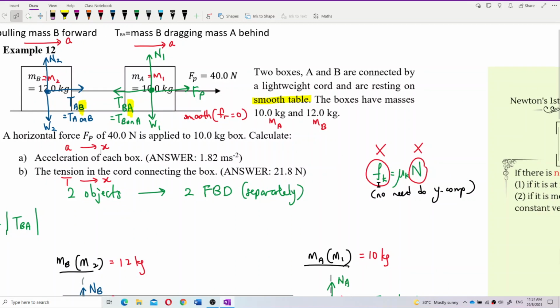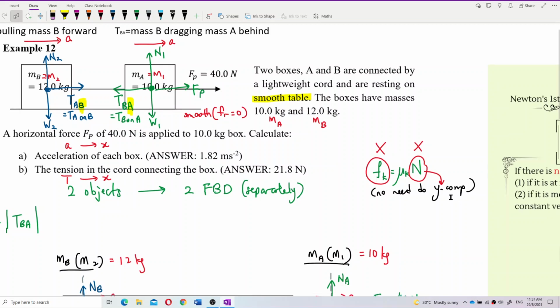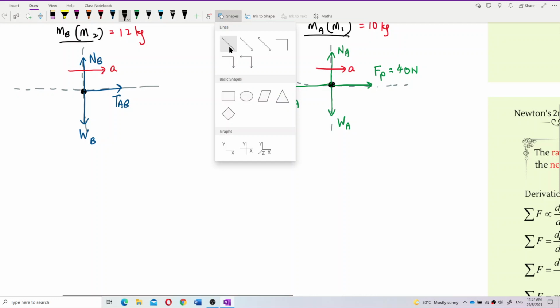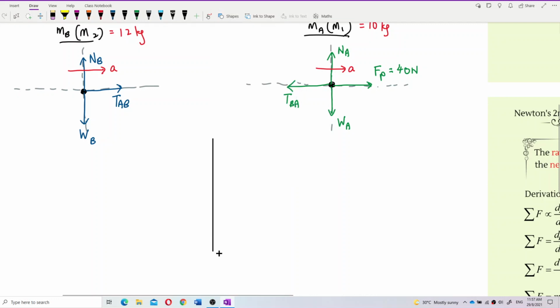Smooth table, you no need to find the friction, no need to find the normal force, because normal force is only in the y component. Now you no need to find friction, no need to find normal force. That means no need to do y component. So what I can say is like this. Maybe let me draw for you.